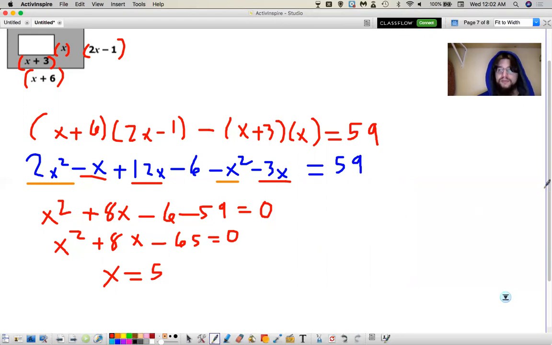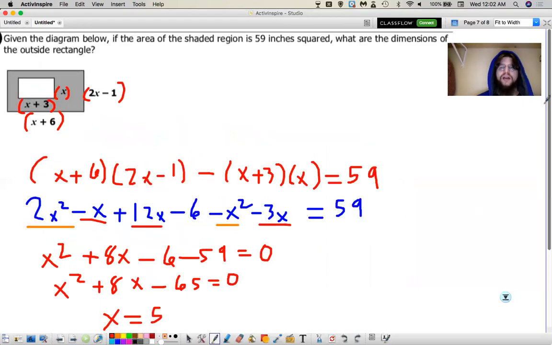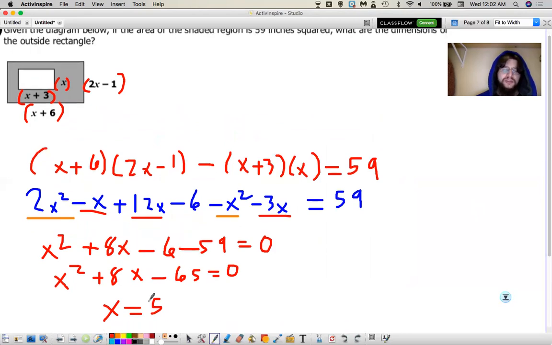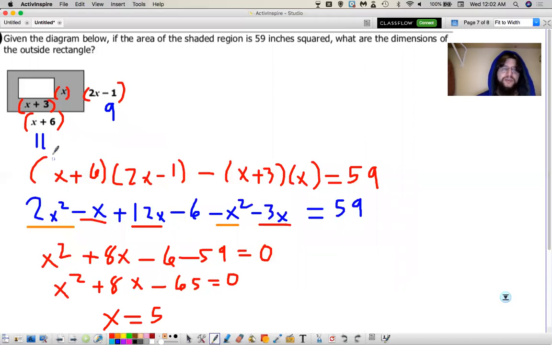What's the question? What are the dimensions of the outside rectangle? So let's just shove it up here. Let's see, x is 5, so 5 plus 6 is 11, and 10 minus 1 is 9. There we go. Inches, if you will. Yes, this is inches squared because it's the area. We're multiplying these two things together, so each one of them has to be an inch. Inch times inch, inch squared.